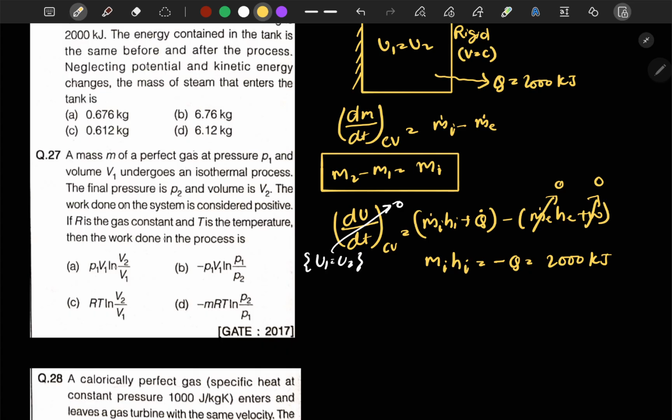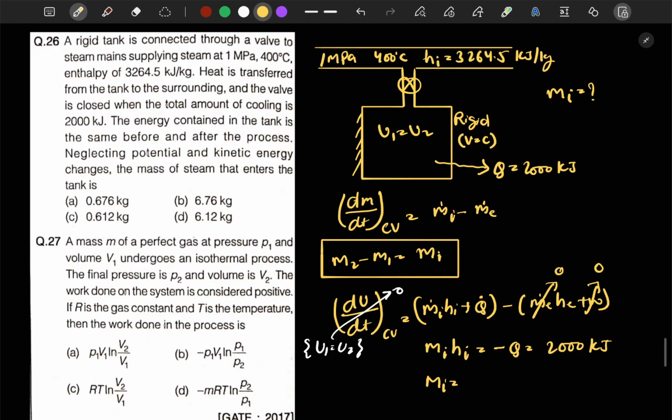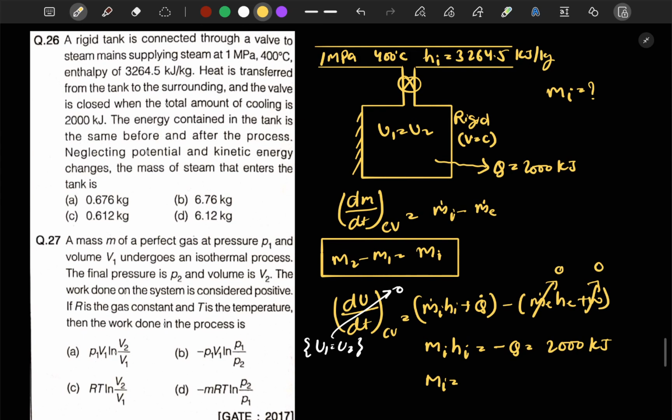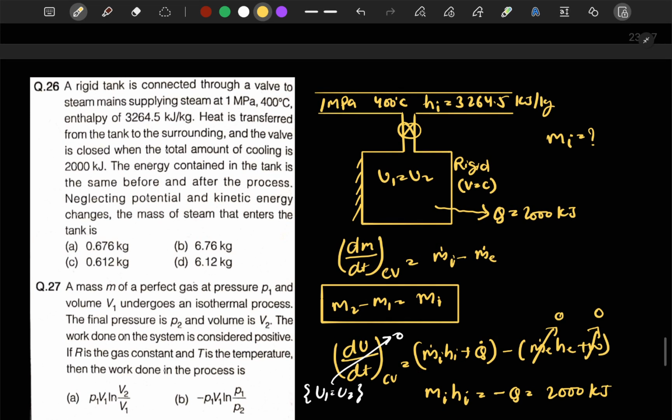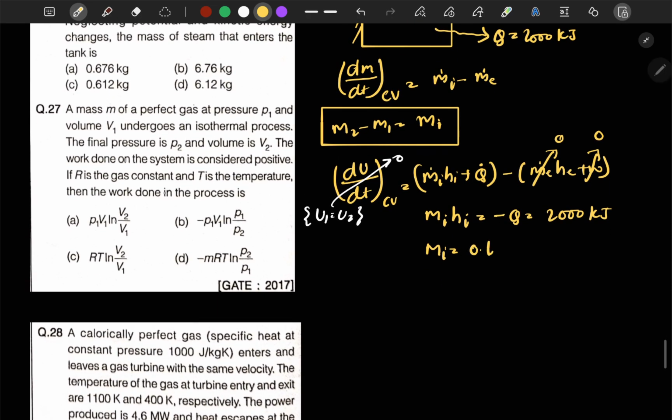So I can understand it. Mi is equal to this. From here I can calculate Mi is equal to 2000 upon Hi. Hi is given as 3264.5. Let me calculate this value: 2000 divided by 3264.5. We will obtain the value of Mi to be 0.613 kg. So this is the answer.